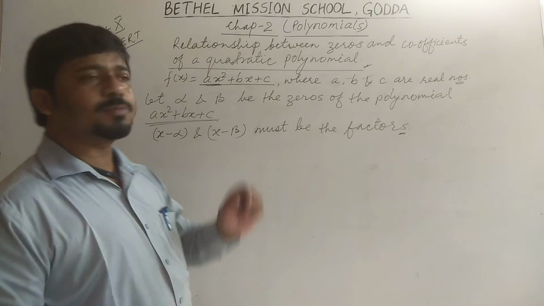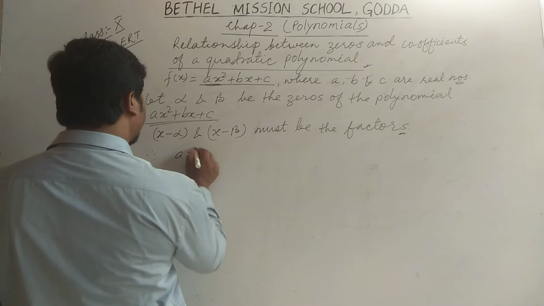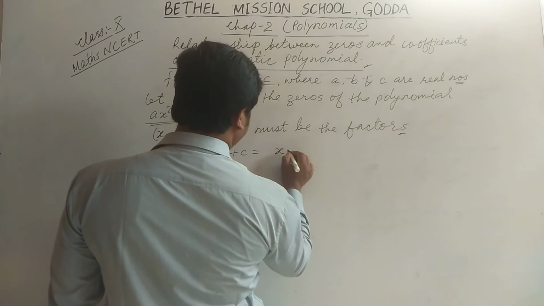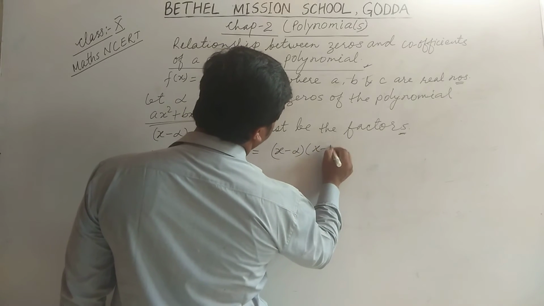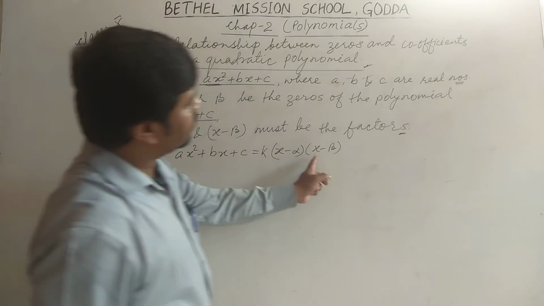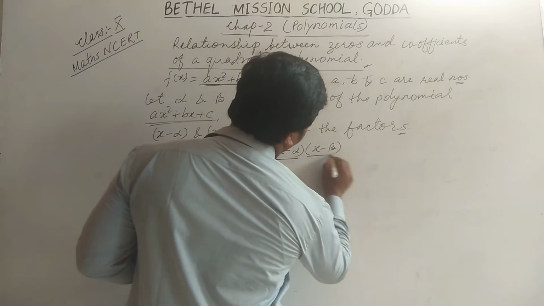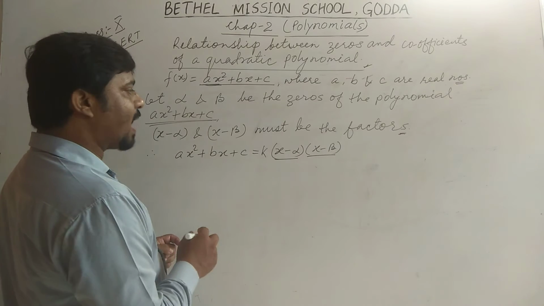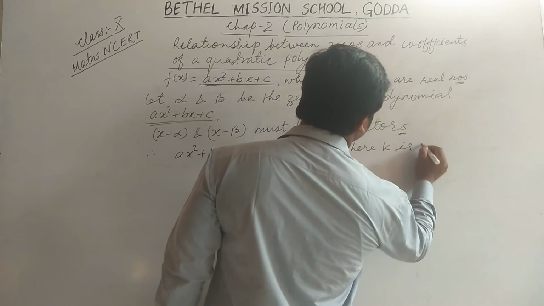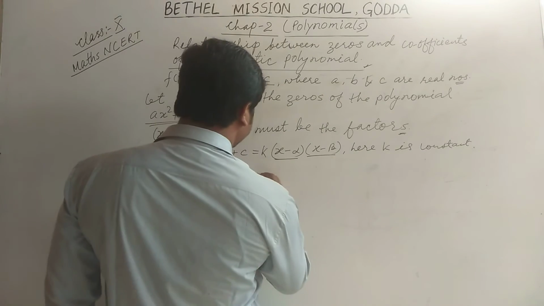If x minus alpha and x minus beta are the factors of this polynomial, then ax square plus bx plus c equals k into x minus alpha into x minus beta. Here k into x minus alpha into x minus beta will be enough, because x minus alpha and x minus beta are the zeros' factors. So here k is a constant.